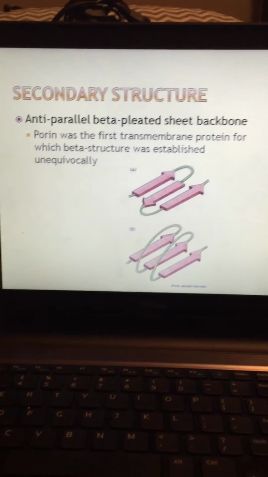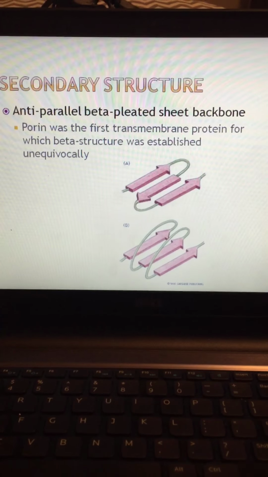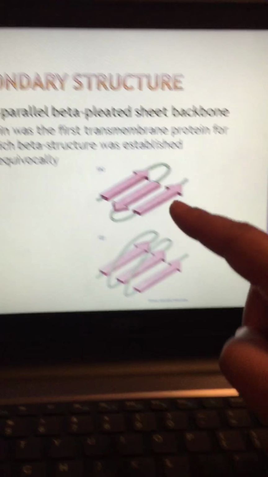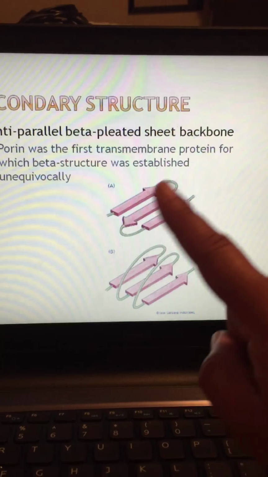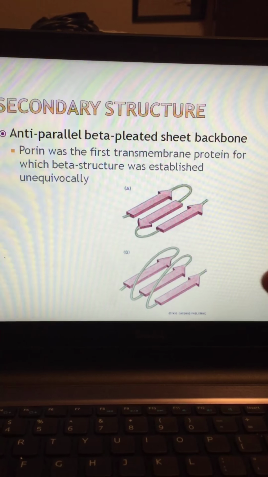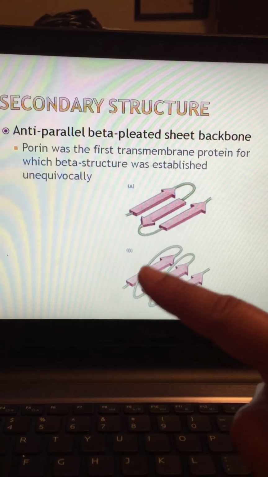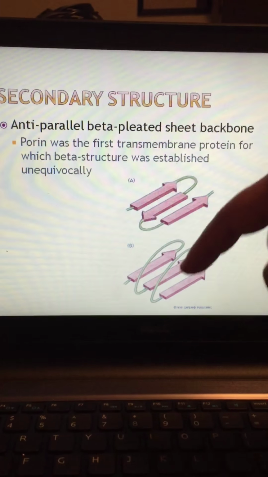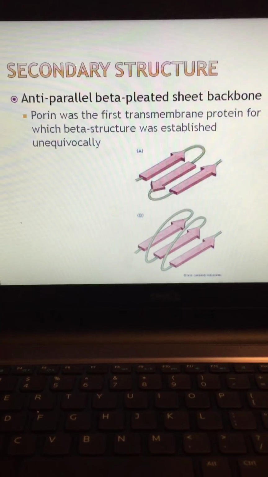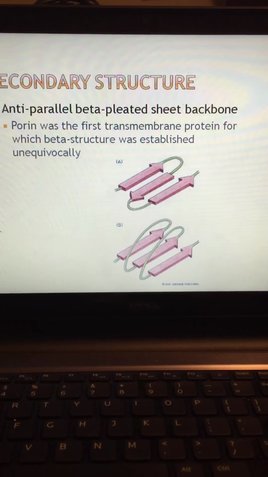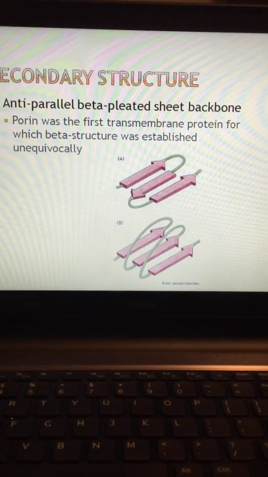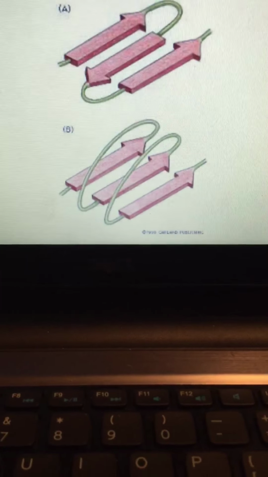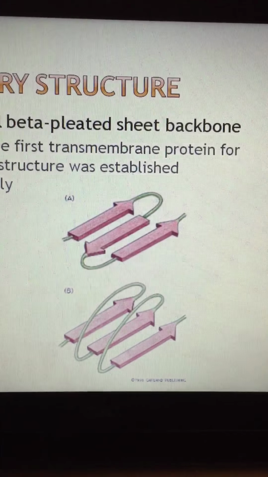The secondary structure has an anti-parallel beta pleated sheet backbone. So it's not exactly like the one you see in the first picture. Those are all nice and smooth and they don't fold back on each other. That's not what the porin really does. These ones fold back on each other because they're anti-parallel, like in this picture. So this one's not what it is, that's actually what it is. And a fun fact, porin was the first transmembrane protein for which beta structure was established unequivocally. This picture shows that they fold back on themselves and they're not smooth like A.